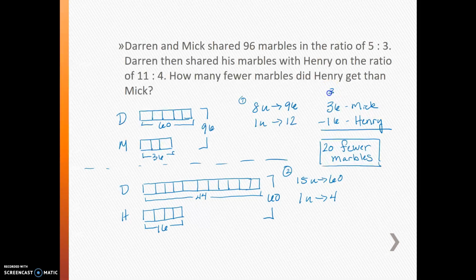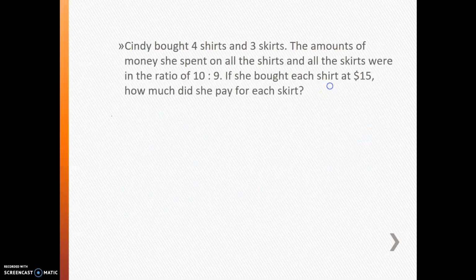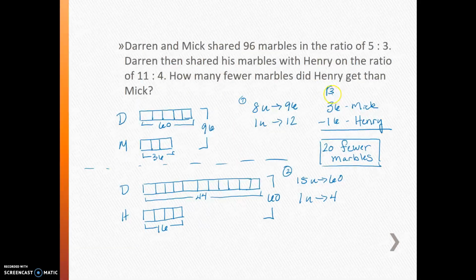Then my third step in this problem was to take those numbers, and I solved for Mick and I solved for Henry. I find the difference. Henry had 20 fewer marbles. Okay, the last question on your notes is a bonus question, and so you guys should try to figure that out, and maybe you'll come to school tomorrow with an answer for me.